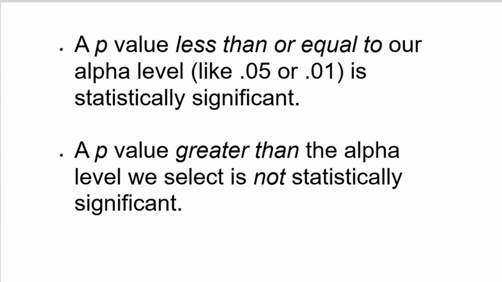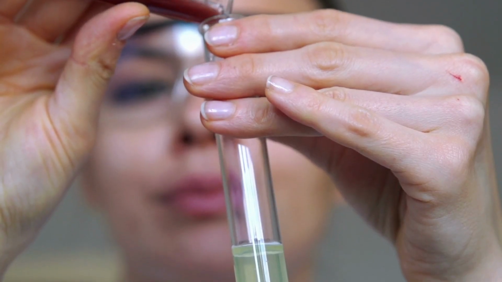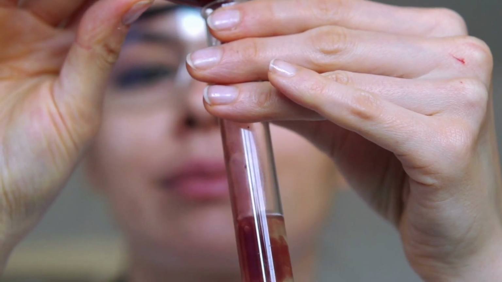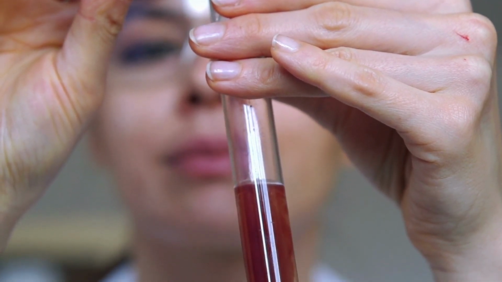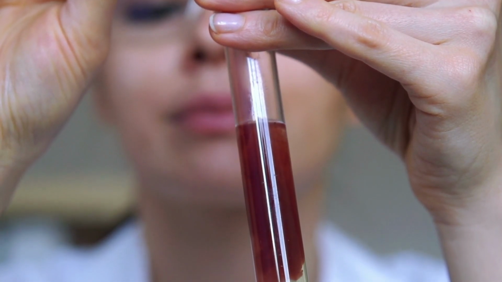Just as a reminder, a p-value that is less than or equal to our alpha level, like 0.05 or 0.01, is statistically significant. A p-value that is greater than the alpha level we select is not statistically significant. One important note though, in a real experiment, we'd want a control group. Without one, we don't know if the treatment caused the improvement or if it is due to another factor.